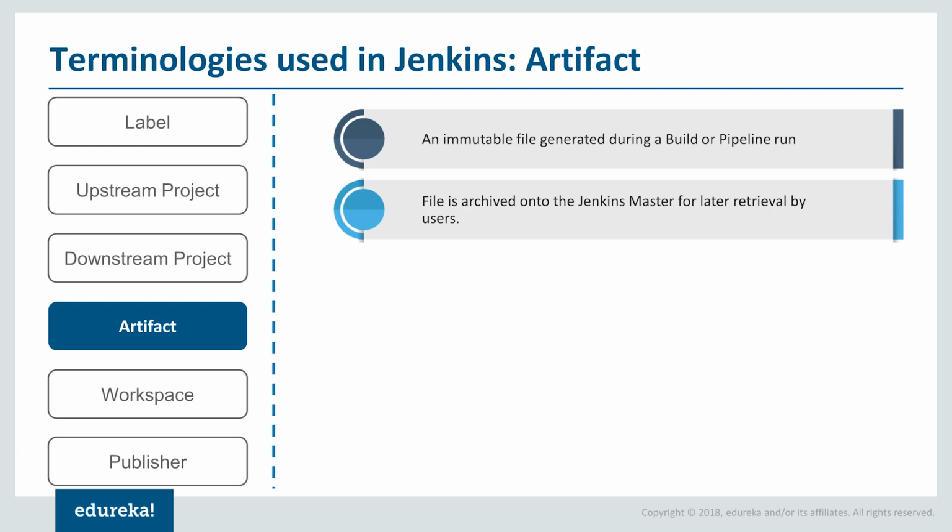So you can actually save this artifact. You can keep it handy for the next set of work, for the next project. So for one project, you collect an artifact which can become an input for the next project to be run. So an immutable file generates during a build or pipeline run, and then this file is archived into a Jenkins master for later retrieval by users for different projects again.